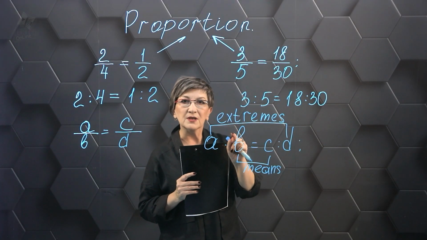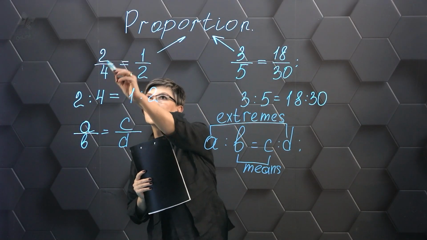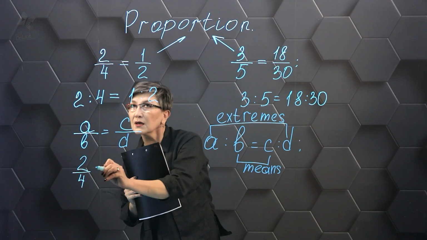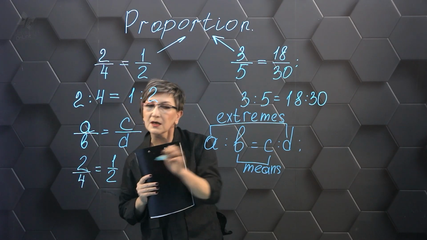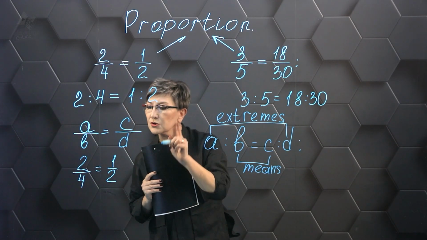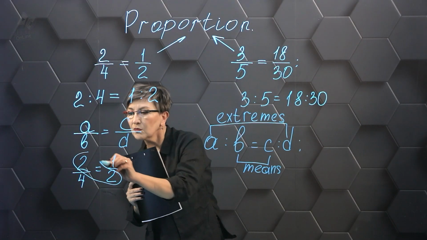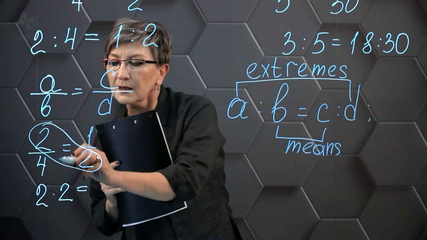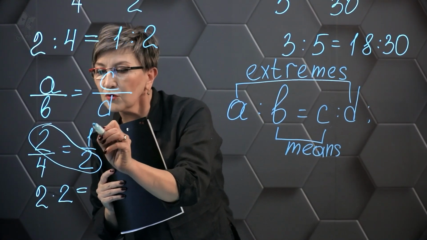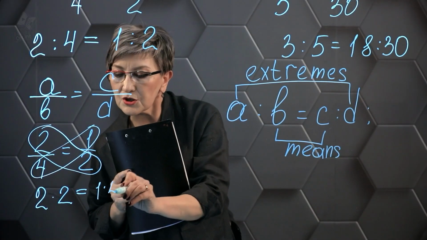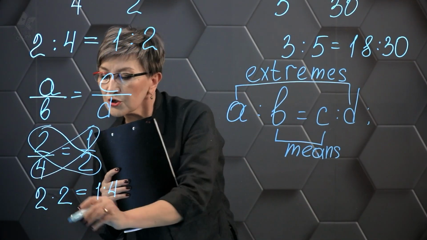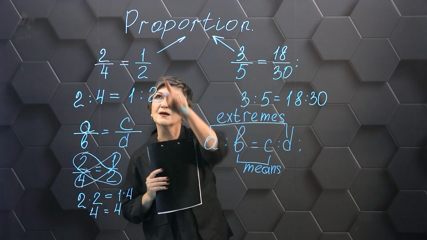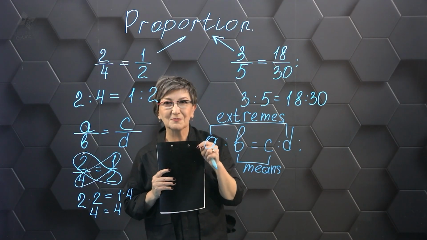Let's use this property. I'm going to write down our proportion again. 2 to 4 equals 1 to 2. This property tells me that if I multiply 2 by 2, it must equal 1 times 4. Indeed, 2 times 2 is 4, and 1 times 4 is 4. This equality is a proportion.